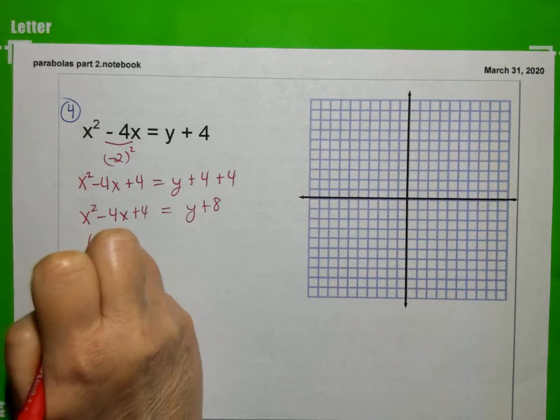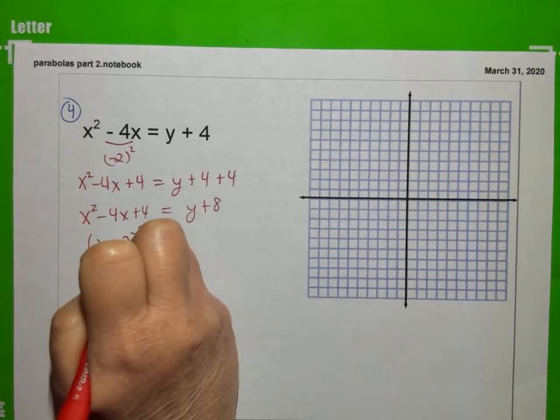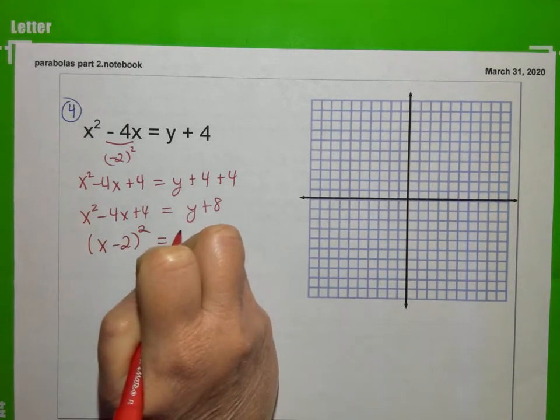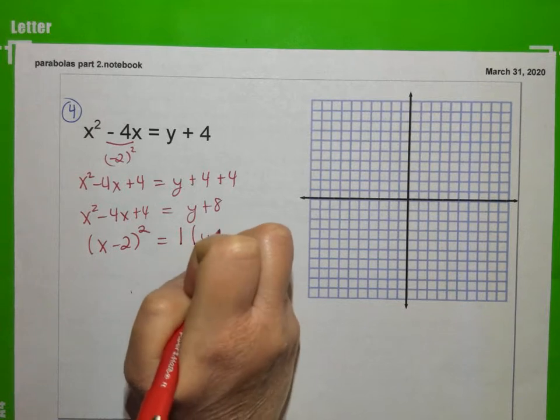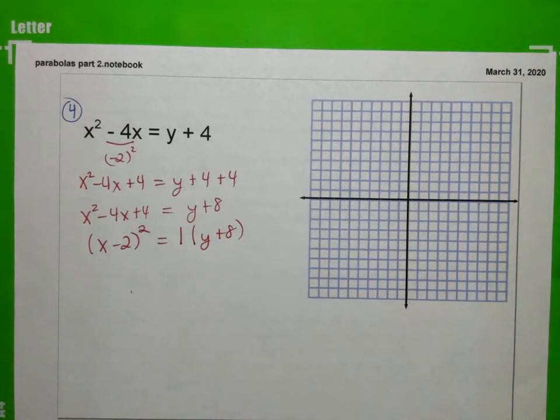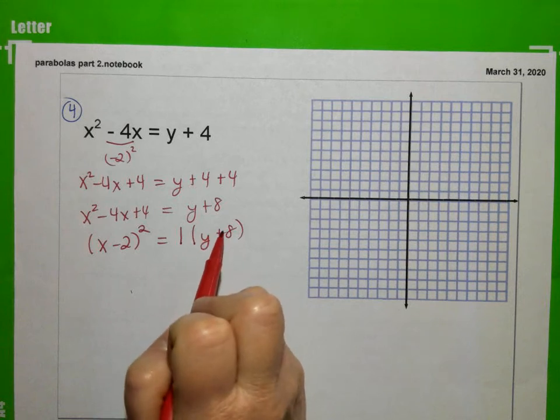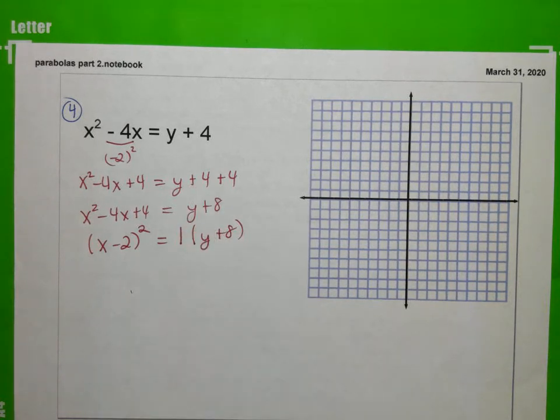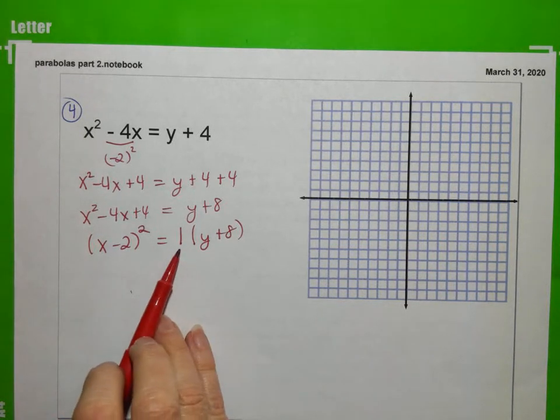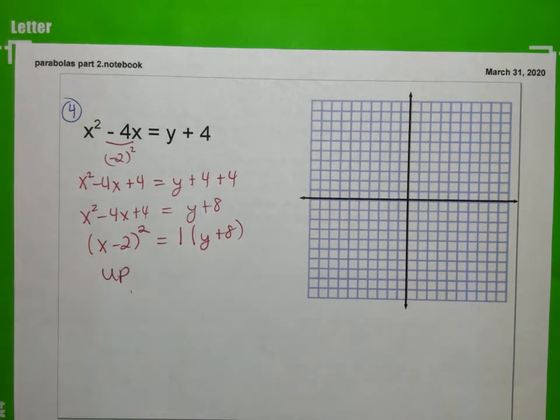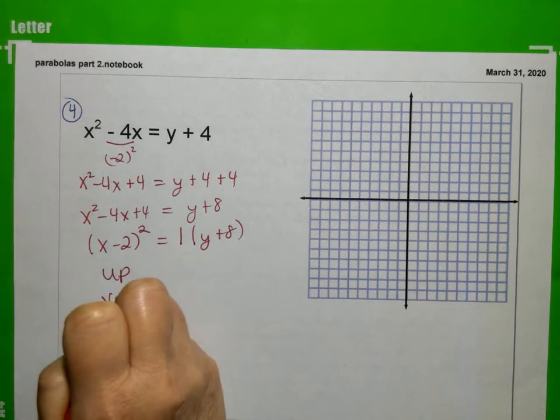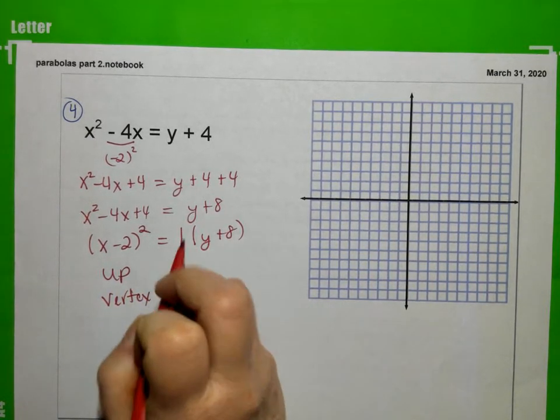I factor this to x minus 2 squared, and this is a 1 times the quantity y plus 8. Why did I do that? Because I need this 8 to be inside the parentheses so that I can find my vertex correctly. So it's x squared and it's positive, so this is going to open up. My vertex is at (h, k).